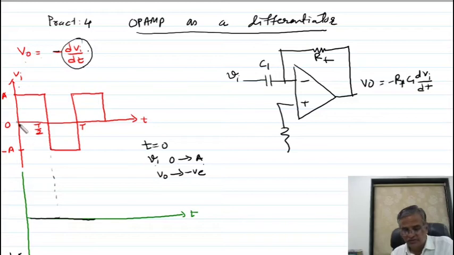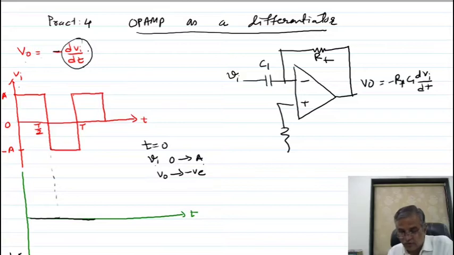The rate of change of the input voltage at t equal to 0 is changing from 0 to A. So this is A, where dt is very small. So this rate of change of the input is very large at this time, so the output will be very large. But in practice, this is not infinite. This rise time is not infinite. It is some finite time.